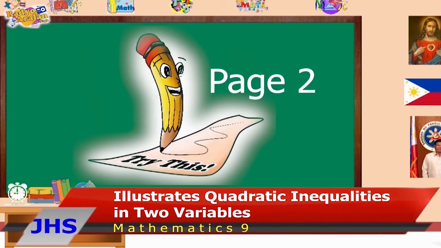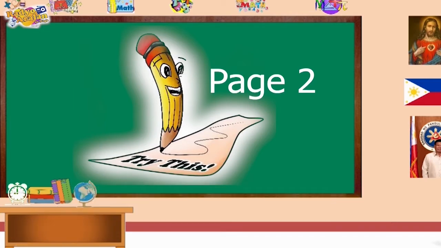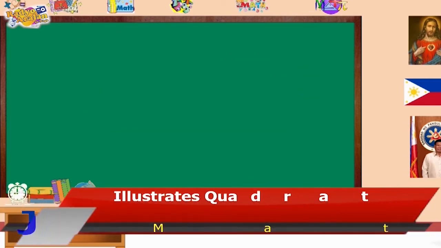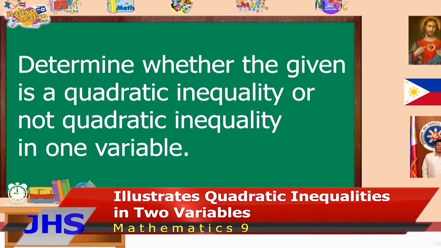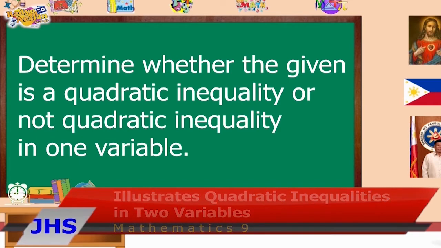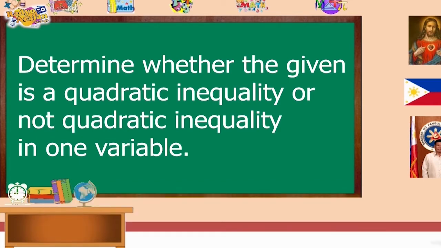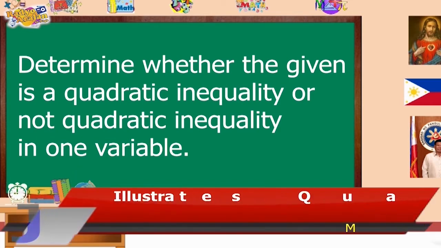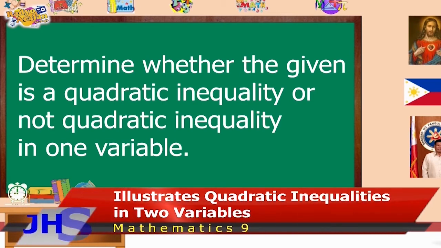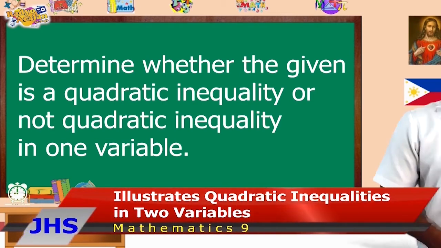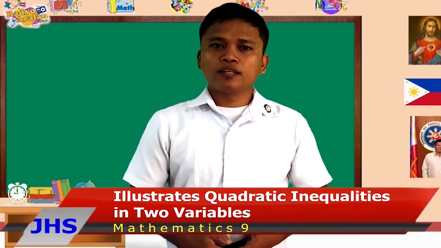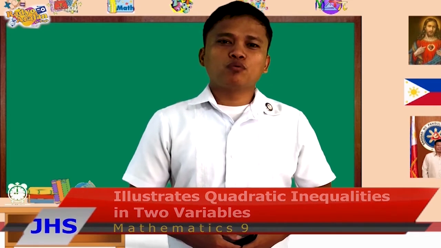Use the mathematical sentences found in Try This on page 2 to answer our activity. Determine whether the given is a quadratic inequality or not in one variable. Are you ready? Let's start with number 1.